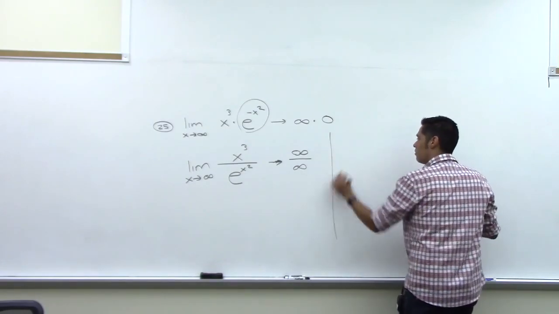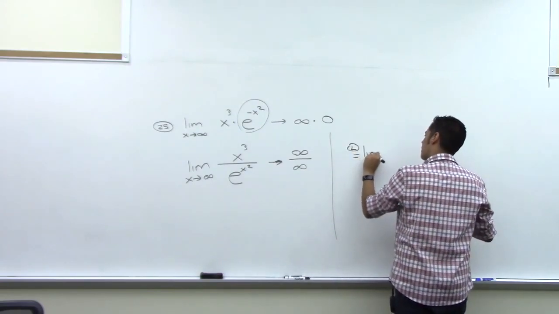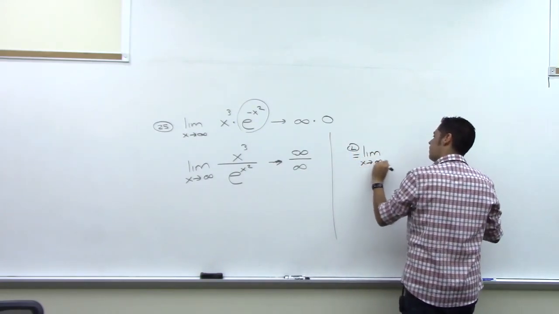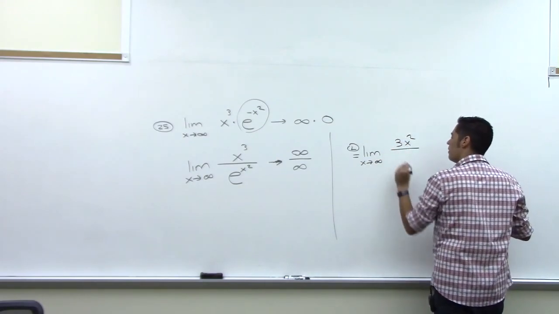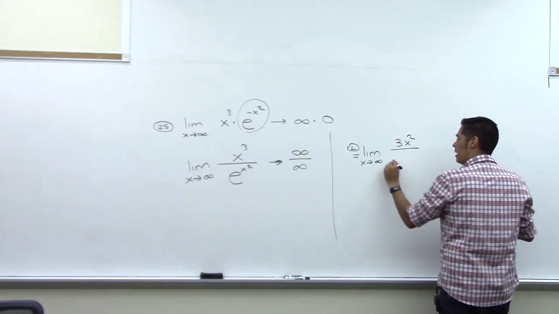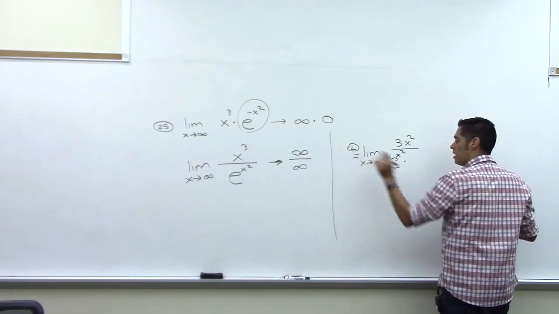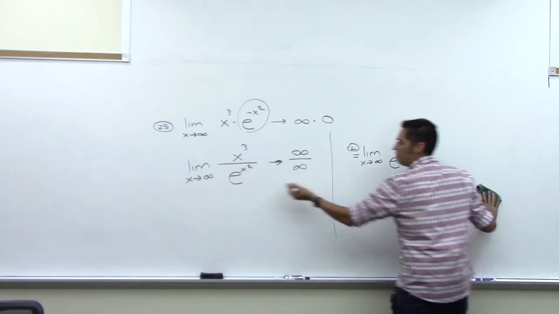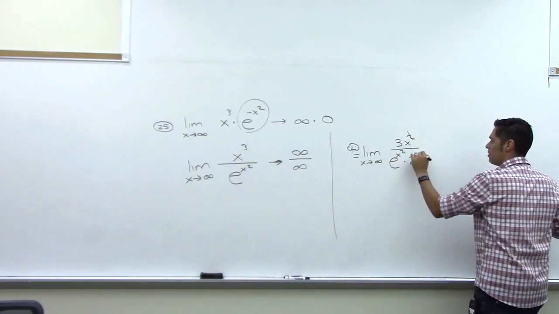I can use L'Hopital's rule. So this will be equal to, by L'Hopital's rule, the limit as x goes to infinity of the derivative of the top, 3x squared, over the derivative of the bottom. So be careful here. The derivative of e to anything is itself times the derivative of what was up there. The derivative of x squared is 2x. One of these x's cancels.